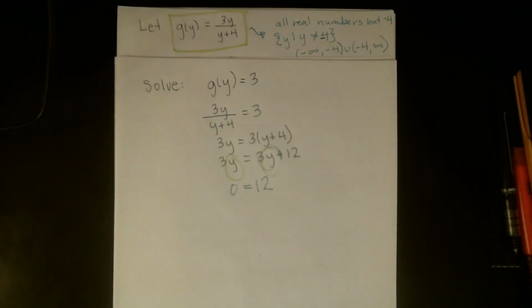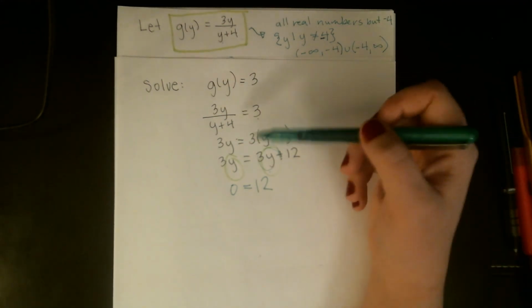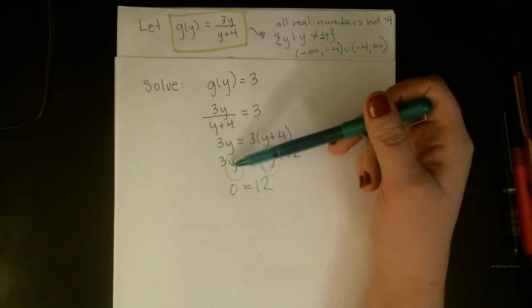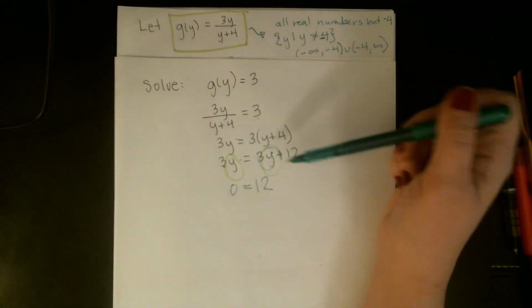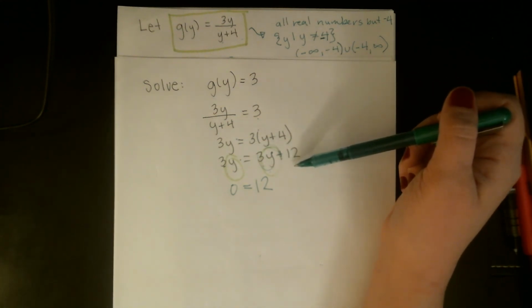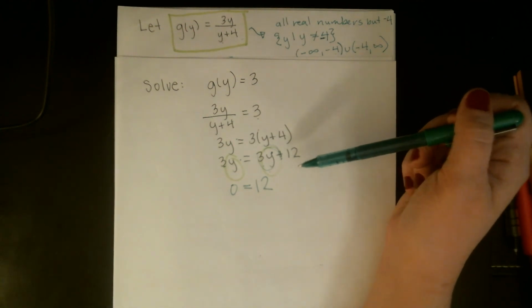Let me switch colors on you. This is a clearly false statement, and there are no variables left. What this means is no matter what y value you choose, the two sides of these equations are never going to be balanced. They'll never give you the same thing. If you take a number and multiply it by 3, and then you take the number and multiply it by 3 and add 12, there's no possible way that you're going to get the same answer.